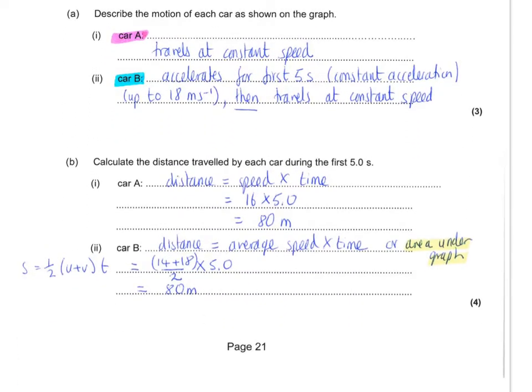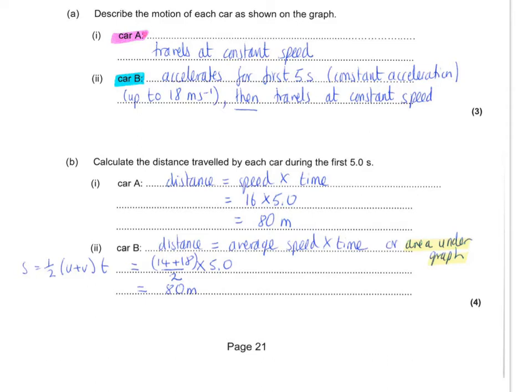Next, you're asked to calculate the distance travelled by each car during the first 5 seconds. So car A is very straightforward. It's just a matter of using the equation distance is speed times time. So careful substitution leads you to an answer of 80 metres.